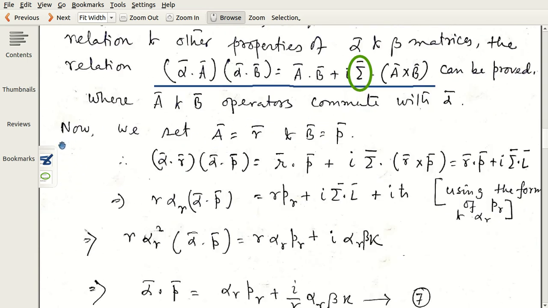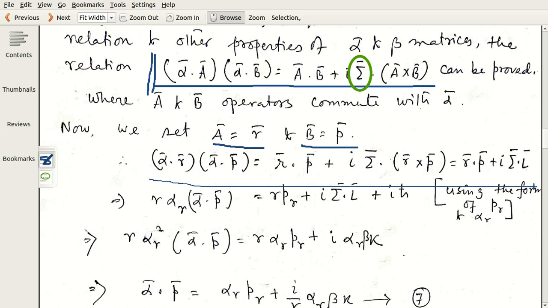And definitely where A and B are operators that commute with alpha matrices. Now we said A equals R and B equals P. So what happens? R position and momentum, they do not commute. In the previous identity where we used capital sigma, we used both A equal to L and B equal to L, so A and B commute. In this case A equals R, B equals P, so they do not commute.